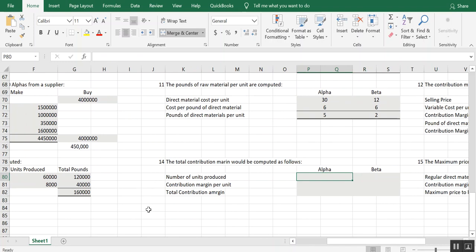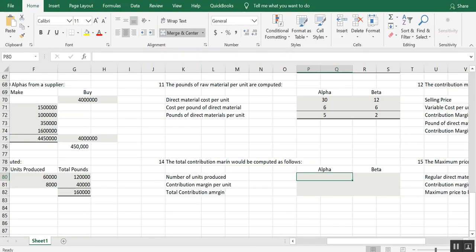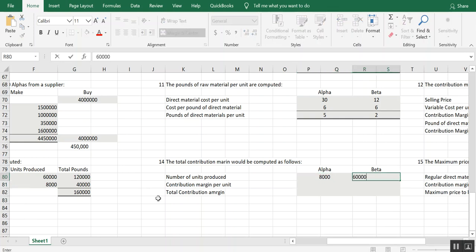Okay. Now in number 14, we're going to come back here and look at this question. If Kane follows your recommendation in requirement 13, what contribution margin will it earn? Well, we go over here and we say, okay, how many units are we going to produce? We're going to do 8,000 units of alpha and 60,000 units of beta.